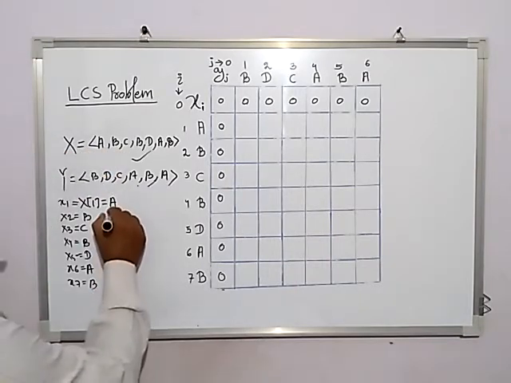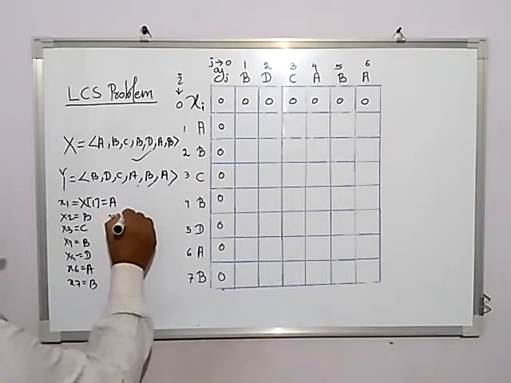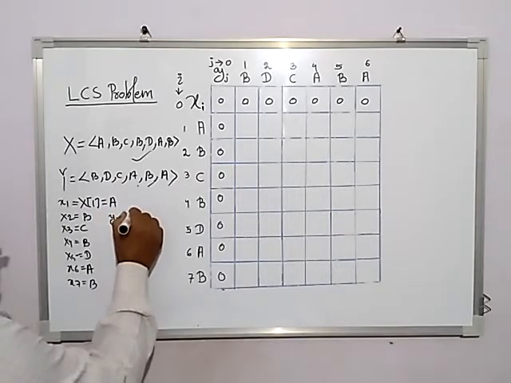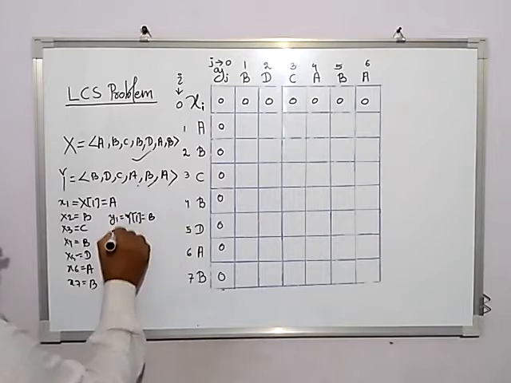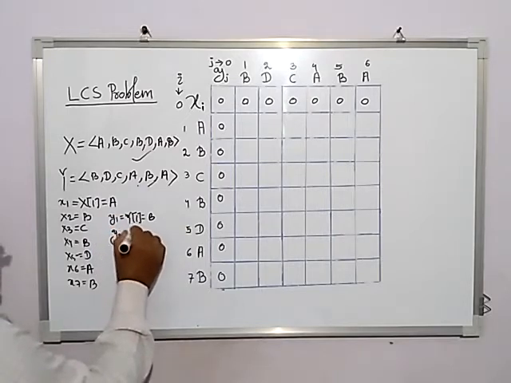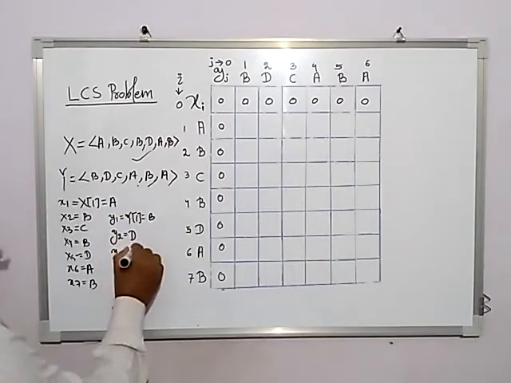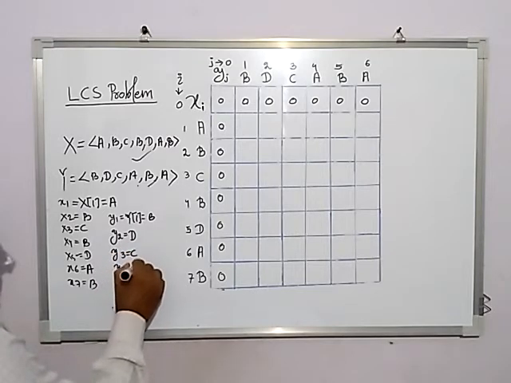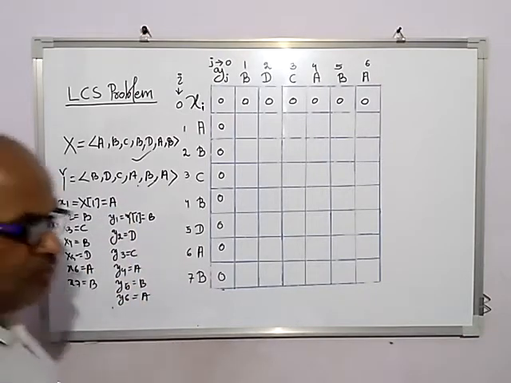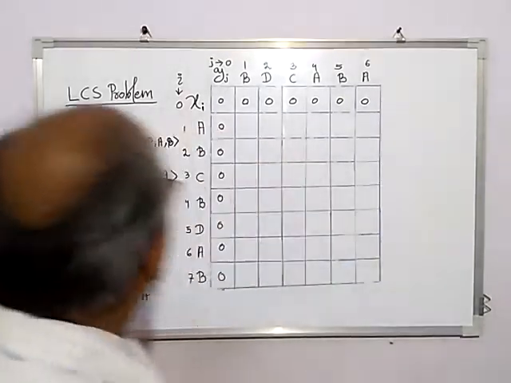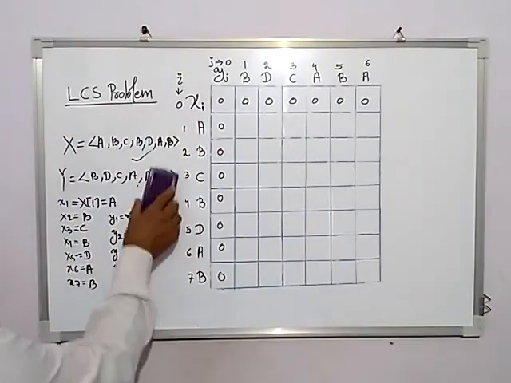Similarly for the second sequence, y subscript 1, that is y of 1, is the first element, B, then y2 is D, y3 is C, y4 is A, y5 is B, and y6 equals A. In this way we can identify the elements of the two sequences.